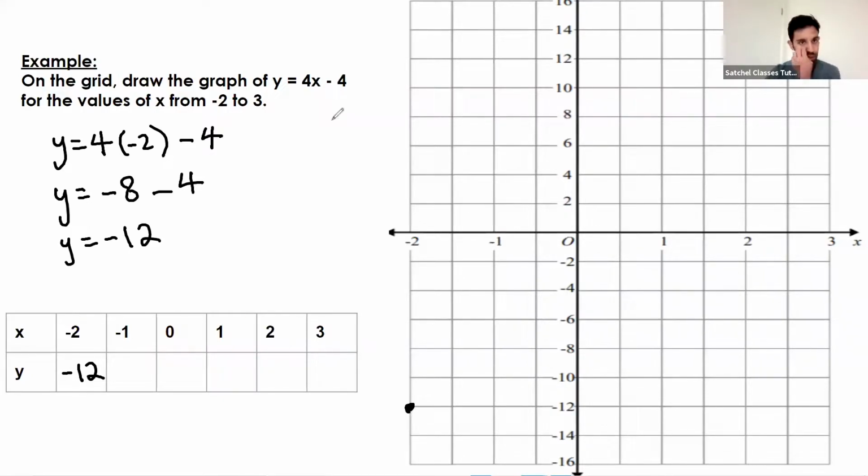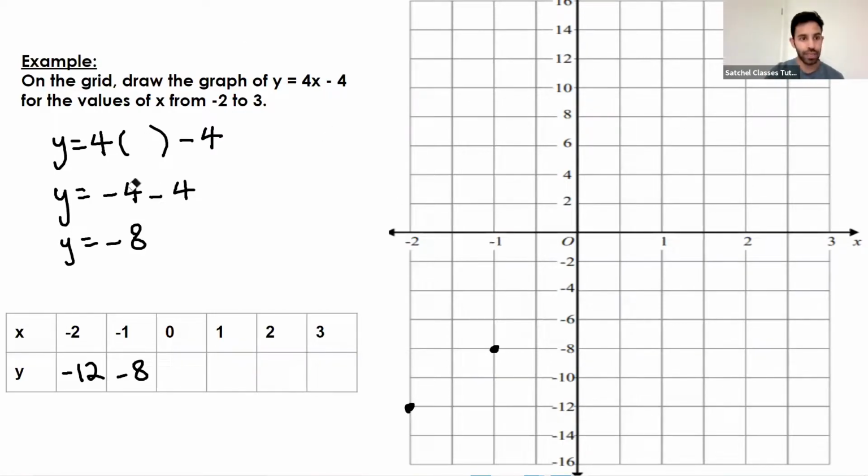And then our second coordinate, so I'm just going to rub some of this out. So once again, now we want an x value of minus 1. So when x is minus 1, what do we get? Well, 4 times minus 1 is minus 4. And then we have minus 4 from the equation. So minus 4 minus 4 gives us a y value of minus 8. So when x is minus 1, y is minus 8. And again, we go minus 1 across and minus 8. So this is our second coordinate.